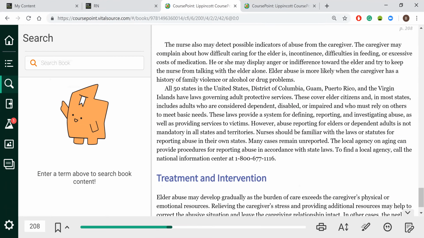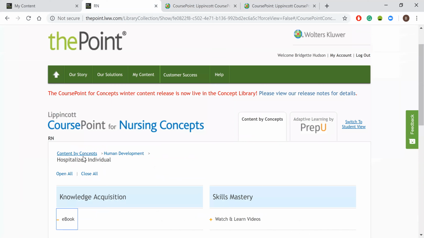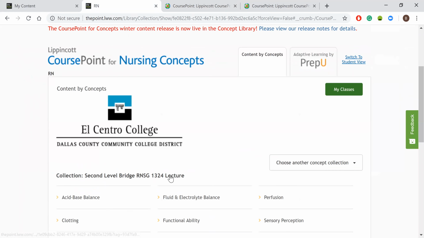Okay. So that's how you utilize Lippincott, and you should be A-okay. I'm going back to the concepts.